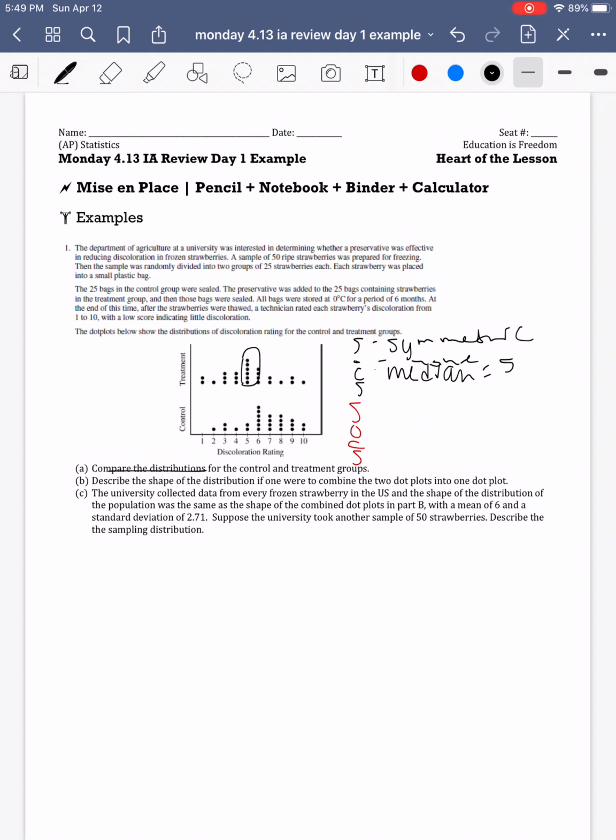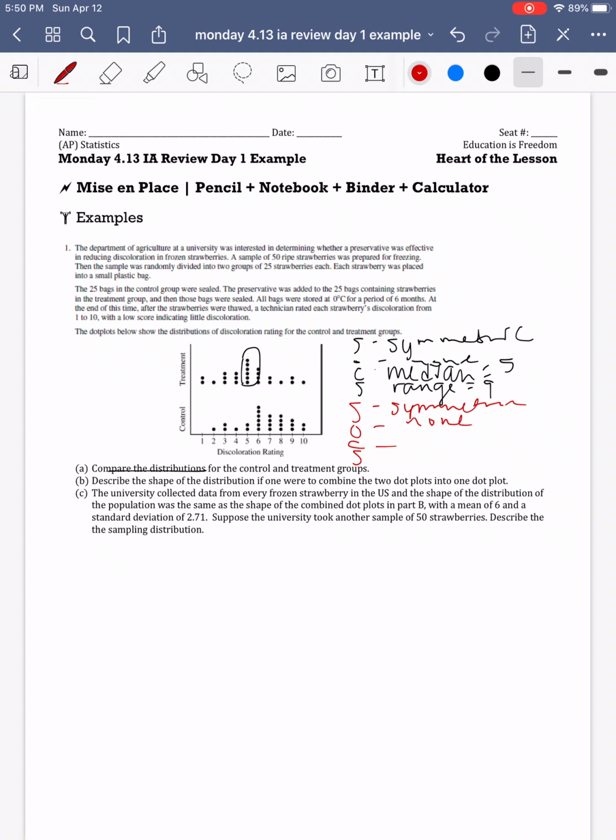And then my spread, so we can do this in a number of ways. We can do the IQR or the range. Let's just go ahead and do the range here. So 1 and 10 is our max, so the range is equal to 9. Okay, for our second distribution, we are also pretty symmetric here. We don't really have any outliers. Our center, let's go ahead and find the median.